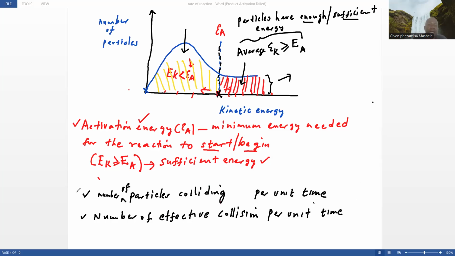So if the number of particles colliding per unit time is more, then the effective collisions per unit time will still be more. And once we have more effective collisions per unit time, the reaction rate will be faster. But if the number of particles colliding per unit time is less, then the effective collisions per unit time will still be less. Then the reaction rate will be slower.